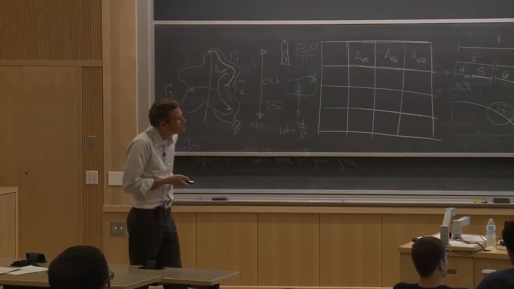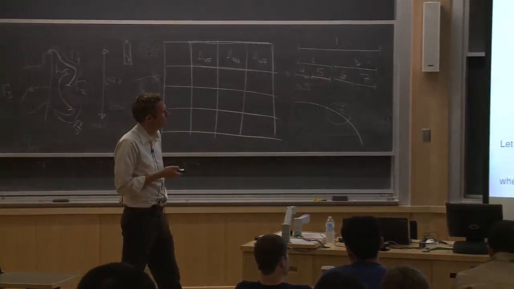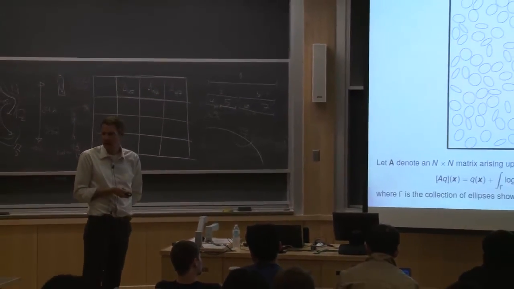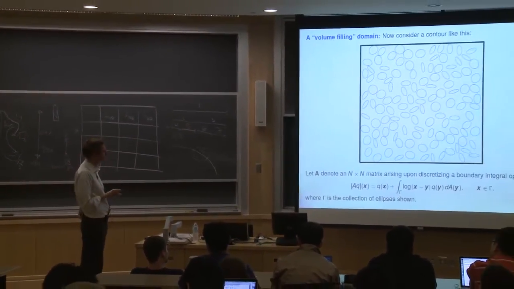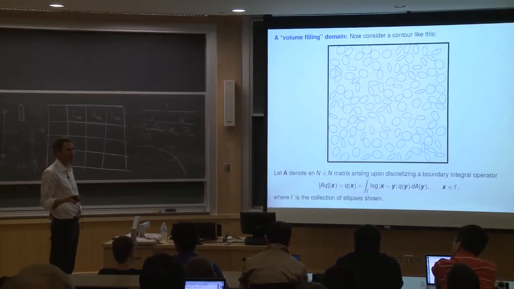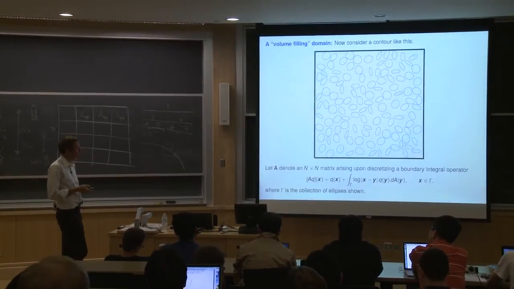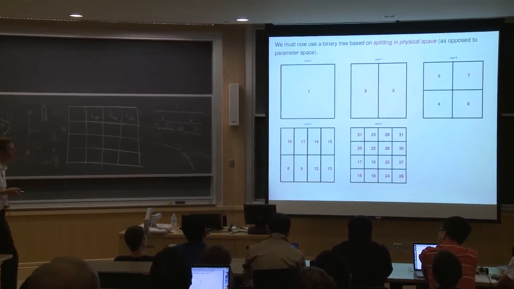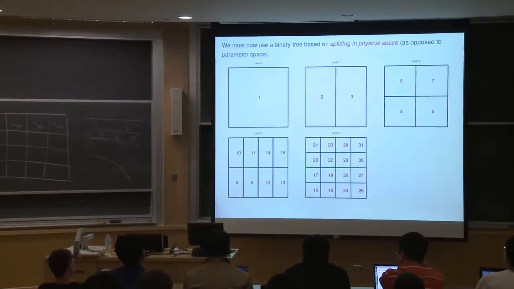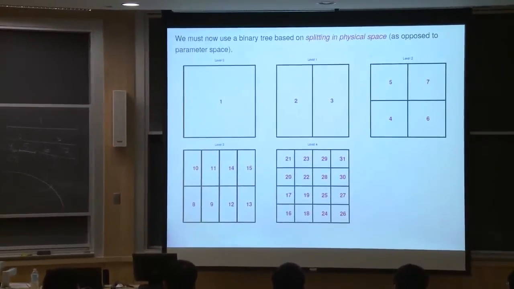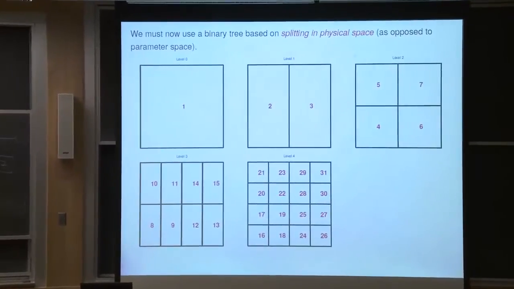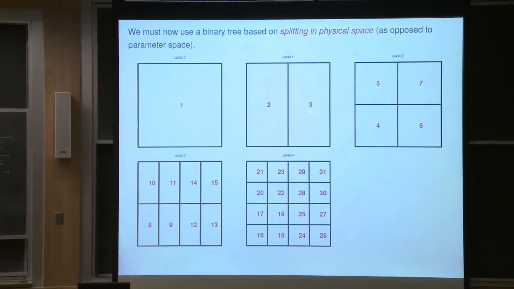If you try to do it on a contour like this, in this case gamma is the union of all these blue ellipses. You can improve the situation by using things like volume filling curve orderings and this kind of stuff, but you cannot completely resolve this. So in this case, you want to put the binary tree on the physical domain. Now we declare this to be the root of the tree. We split it in 2 halves, 2 and 3, and then continue splitting recursively. So the box 2 gets split into the boxes 4 and 5, and so on, going down the tree.